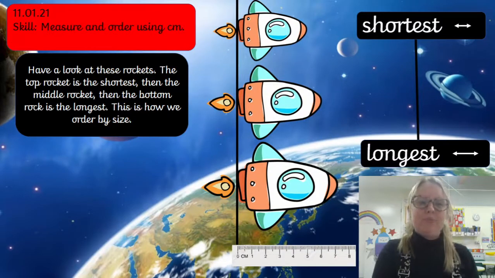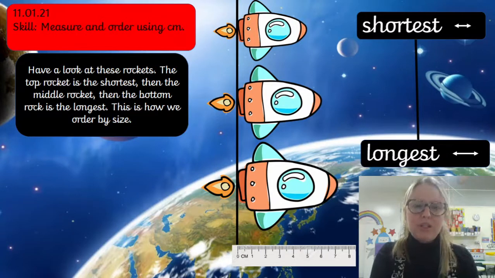Okay, have a look at these rockets here. The top rocket is the shortest rocket, and then we have a middle rocket, and then the bottom rocket is the longest one, isn't it? This is how we order by size, and we had a practice of that, didn't we? With our aliens, we put them in size order last week.